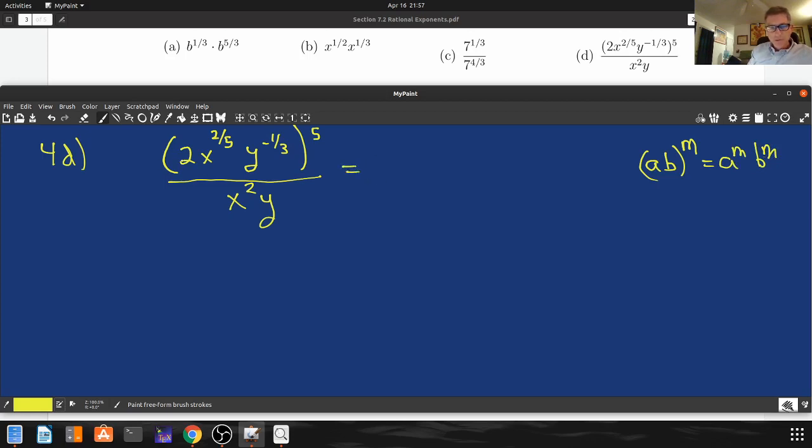So this is factor 1, factor 2, factor 3. This is a product of 3 things. So this is my first factor raised to the 5th power. My second factor, which is x to the 2/5, oh, how nice, raised to the 5th power, and then y to the minus 1/3 raised to the 5th power all over x squared y. So clearly, let's work on simplifying that numerator. 2 to the 5th is 32.